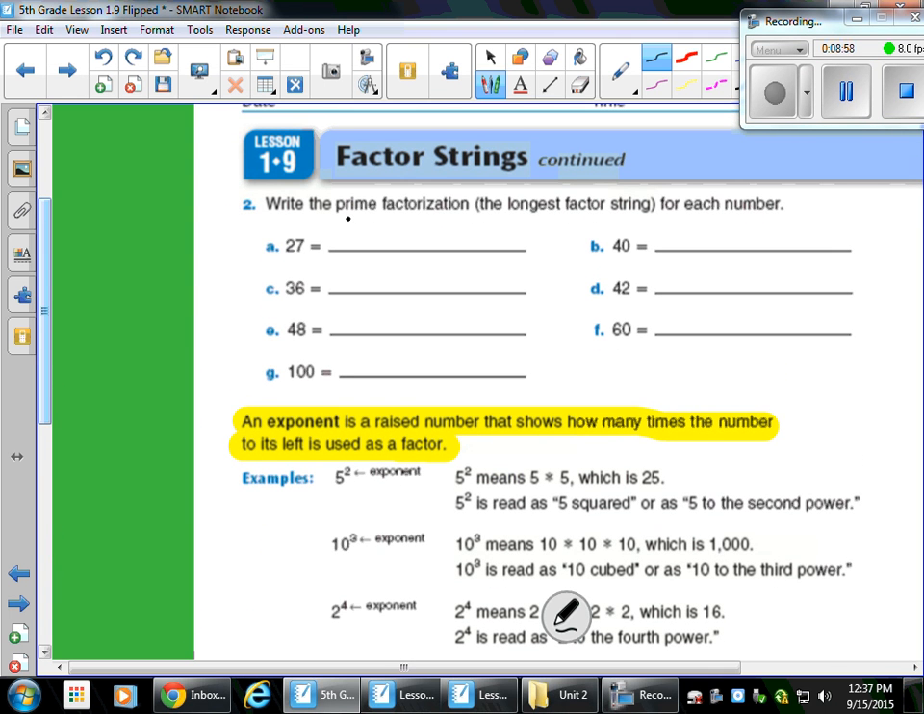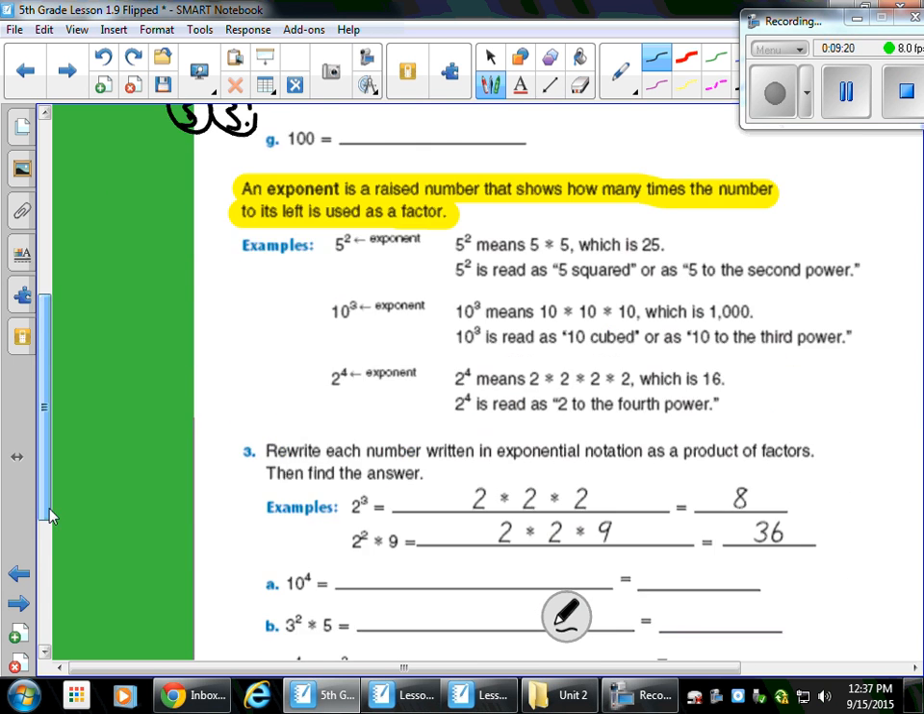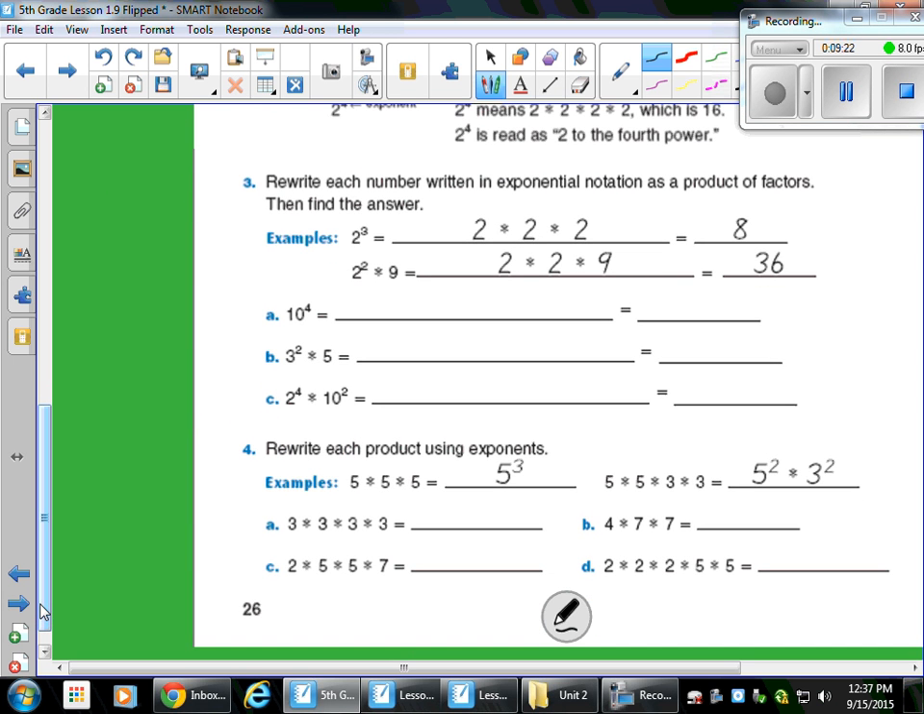List the prime factorizations. So right now we're looking for the longest factor string. So we're going to take 27 and do the prime factorization of 27. We'll do this one together. How about it? 27, we have 3 times 9. 3 is a prime number. 9 is not. 3 times 3 times 3. That's all we have to do for that one. Let's keep on moving down a little bit. Take a look at these examples.